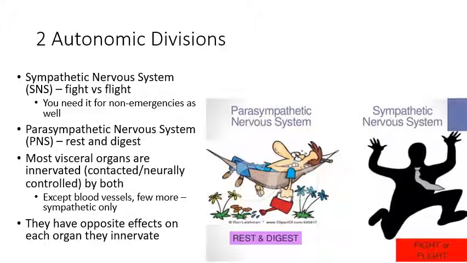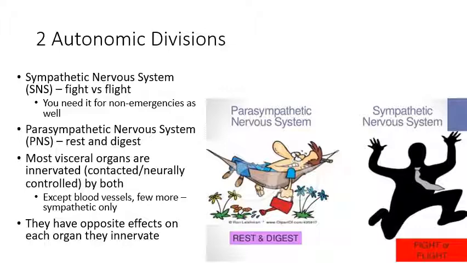Most of the internal organs in your body are going to be innervated by both the sympathetic nervous system and the parasympathetic nervous system, which means that they are contacted by axons of both the SNS and the PNS, and they're controlled by both. There are a few exceptions, most notably the blood vessels. Your blood vessels are only contacted or innervated by the sympathetic nervous system. So the parasympathetic nervous system has no direct way to control or influence the blood vessels at all. Only the sympathetic nervous system controls the blood vessels.